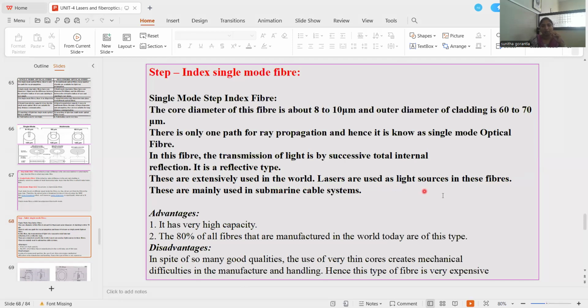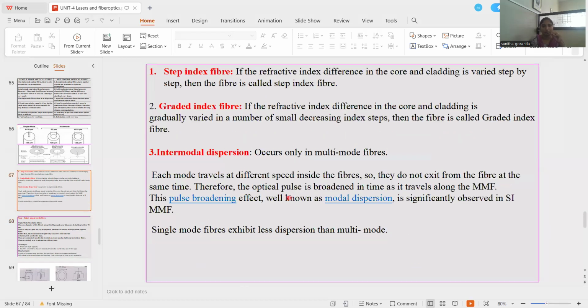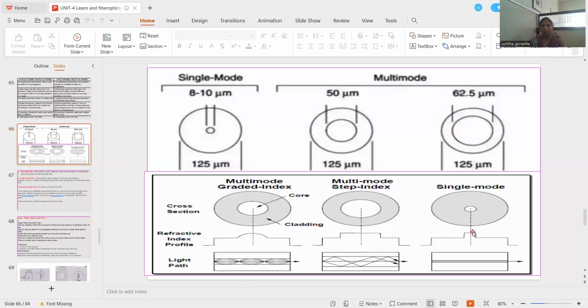Lasers are used as light sources in these fibers. These are mainly used in the submarine cable systems. Okay, this is the single mode step index optical fiber.